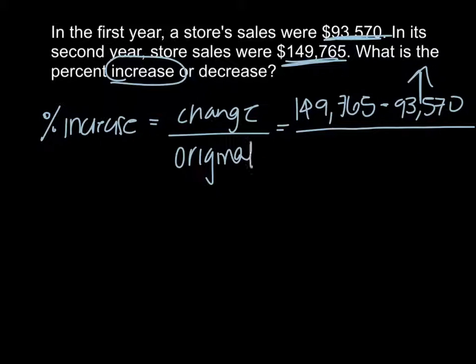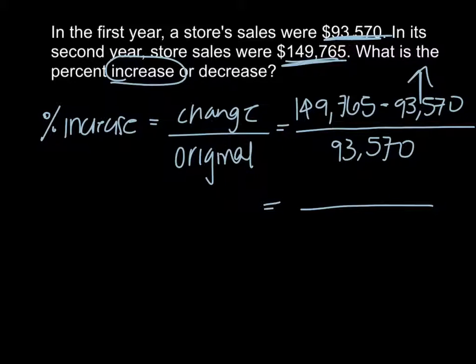Now, the hard part is determining what's the original amount. In year one, how much did they make? $93,000. So what I'm going to put in my denominator is the $93,570. Okay, I've already set up my percent change formula and input my number, so now I just merely have to compute.